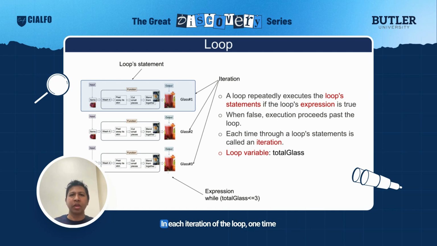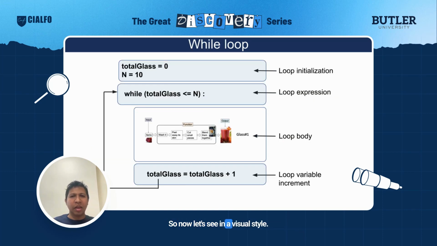What I am doing in each iteration of the loop, one time you go from the beginning to end, that is one iteration of the loop. And the computer will keep on executing the loop's body or statement until some condition is met, or until some condition is false. So these are examples of iteration of a loop, and this is an expression. The condition we are using here will keep on preparing a glass of juice as long as the total number of glasses is smaller than or equal to 3. Okay, so now let's see in a visual style.